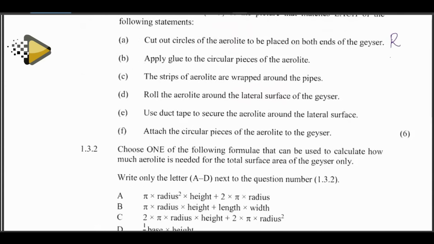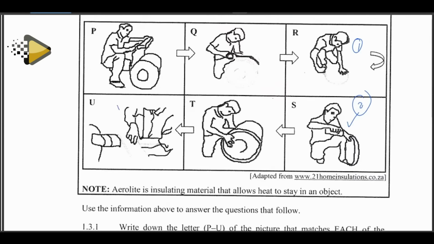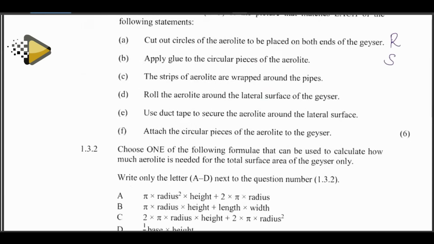So here we say S. They're saying strips of paper are wrapping around the pipes. This one here is U, then that's R, this is S, this is U.